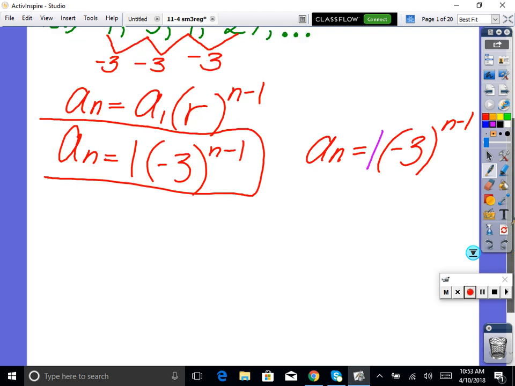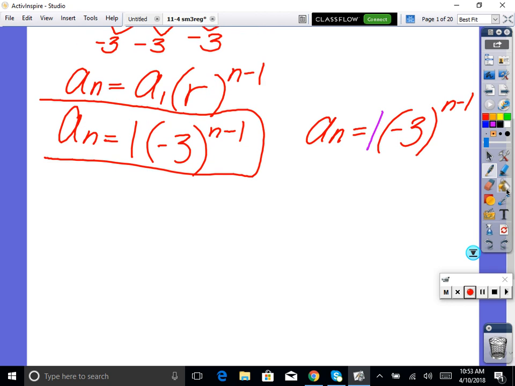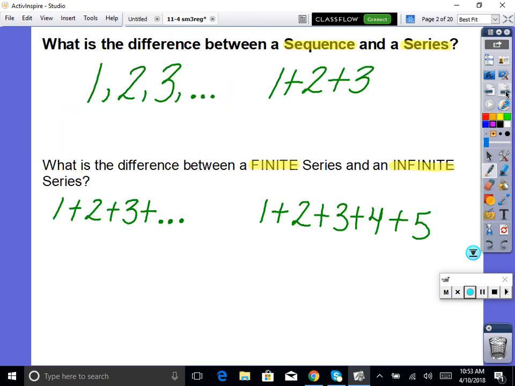I want you to notice something. Arithmetic always has a linear equation, and geometric always has an exponential, meaning the exponent is the variable. Do you see how it's exponential? Okay, now here's another thing that we need to review. What's the difference between a sequence of numbers and a series?